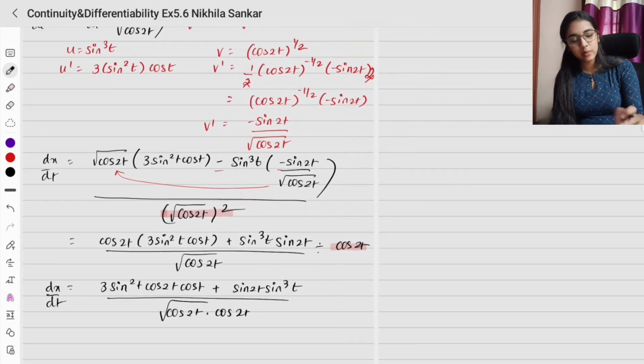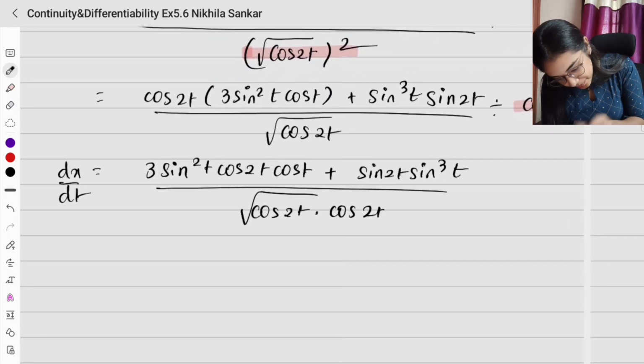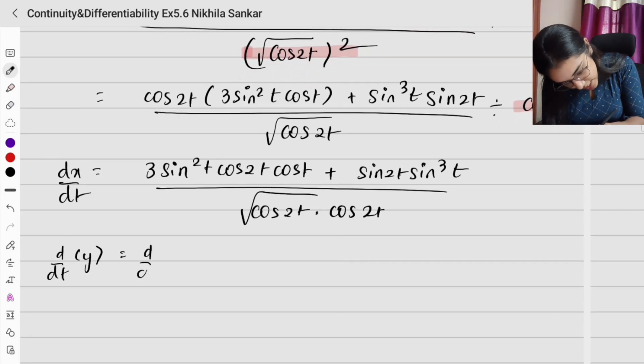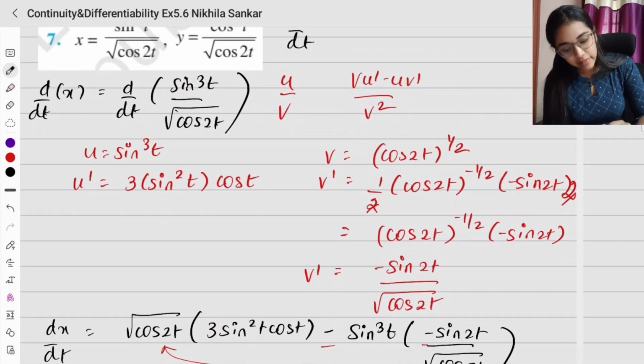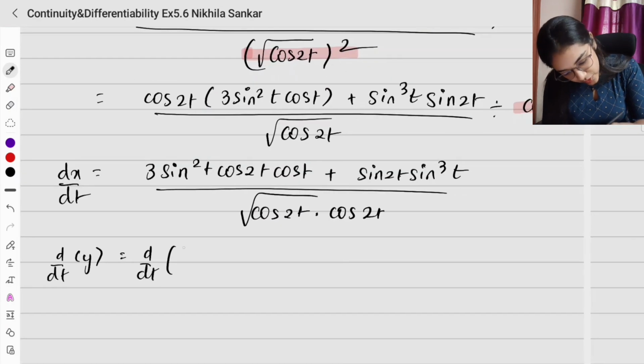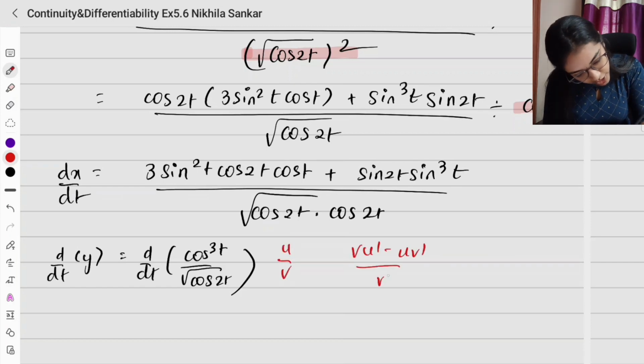Now in the same way we have to find dy by dt. So I have first y equals, d by dt of y equals d by dt of what is my y? Cos cube t divided by square root of cos 2t. So this is again of the form u divided by v. So this is v u dash minus u v dash divided by v square.